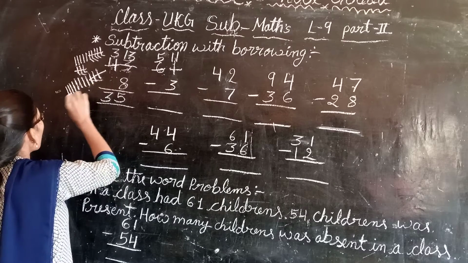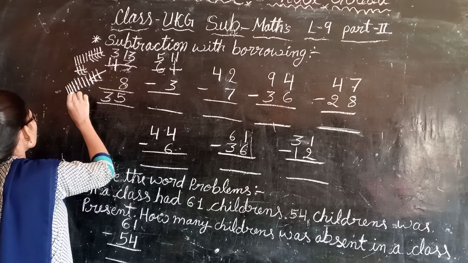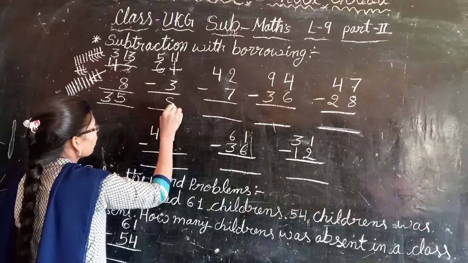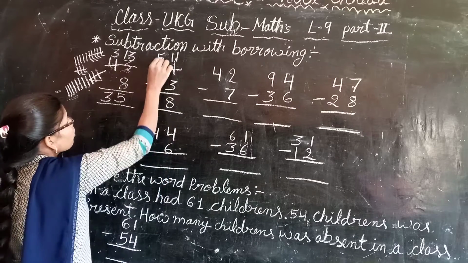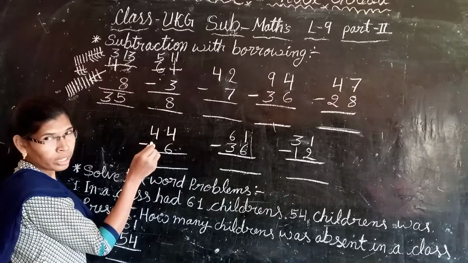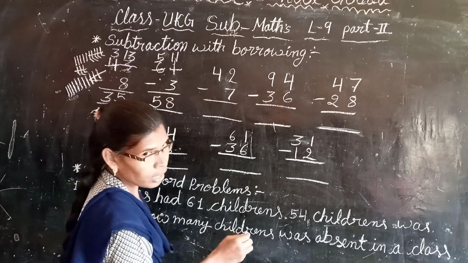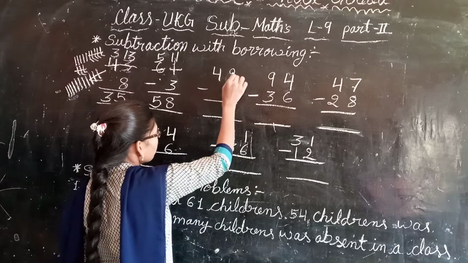Then how many remain? 1, 2, 3, 4, 5, 6, 7, 8. So we get 8 here. And you see below the 5 there is no other number, so we will write 5 here. We will do the same thing for the other one also.